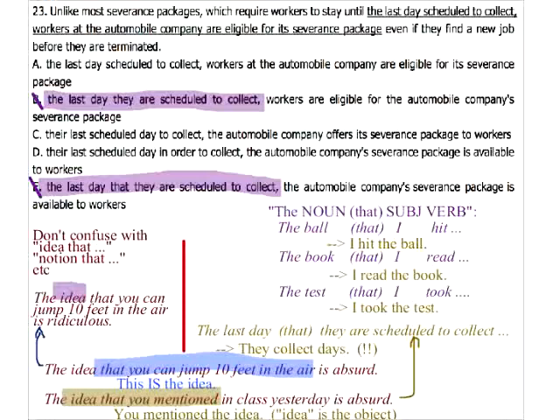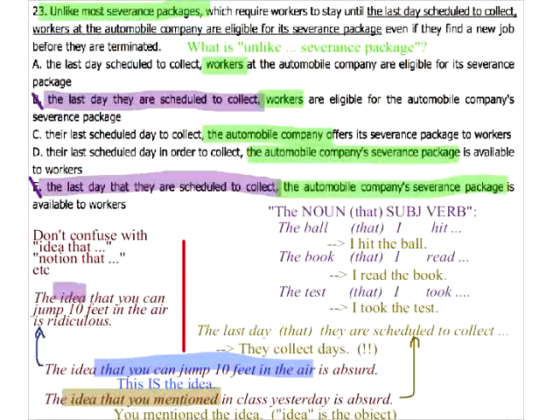So you have a comparison here, which is unlike most severance packages. So something actually has to contrast with severance packages. So the long and short of that is, what is unlike severance packages? I mean, it has to be another pay package. So unlike severance packages, workers do this, no. The automobile company, no. The company's package, yes. We actually have to have a comparison between packages. So that actually leaves us with D like dog.